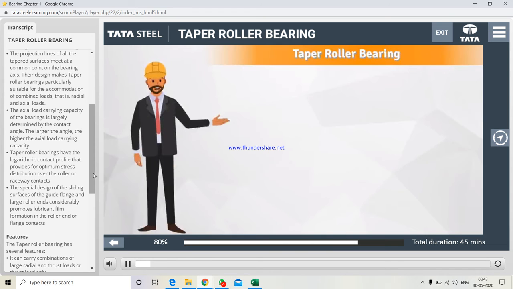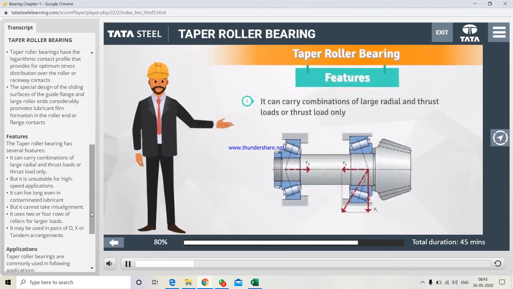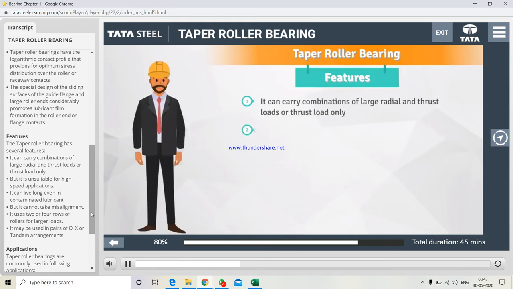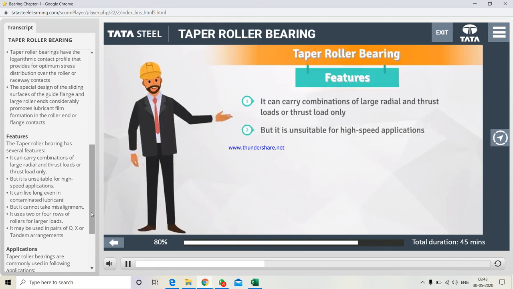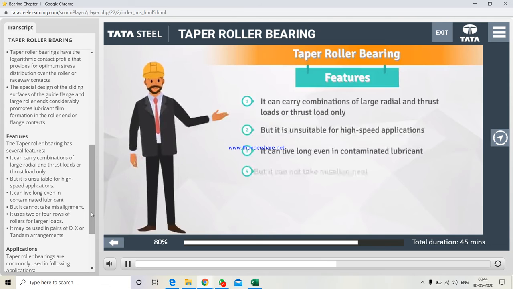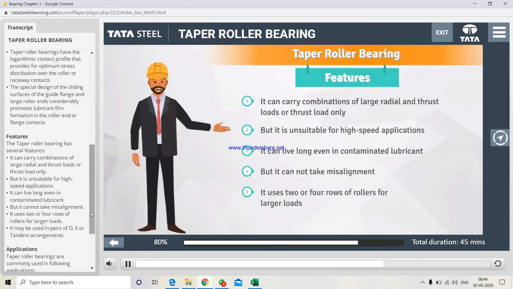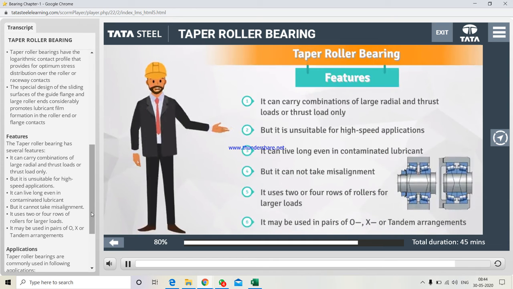The tapered roller bearing has several features. It can carry combinations of large radial and thrust loads or thrust load only, but it is unsuitable for high-speed applications. It can live long even in contaminated lubricant, but it cannot take misalignment. It uses 2 or 4 rows of rollers for larger loads. It may be used in pairs of O, X, or tandem arrangements.